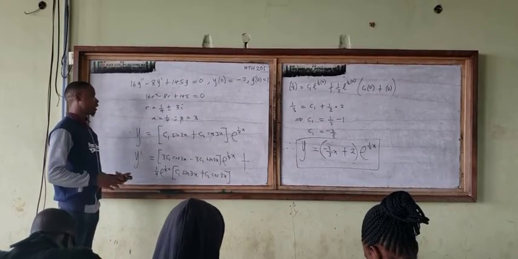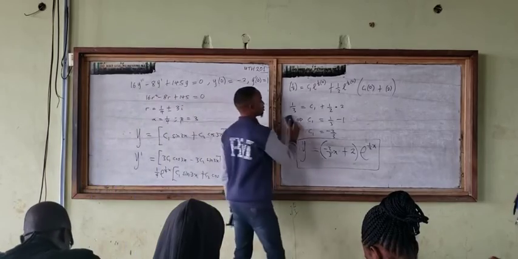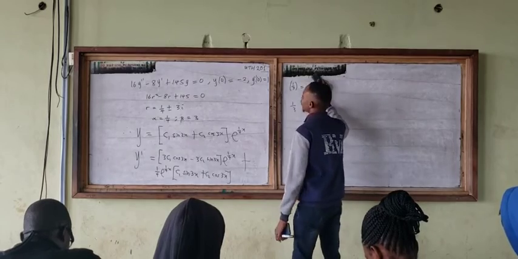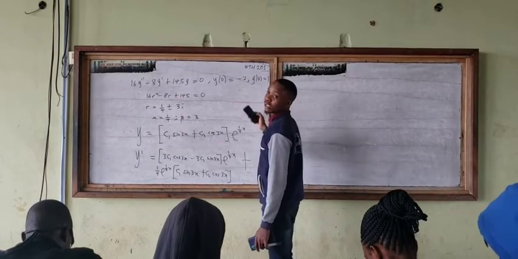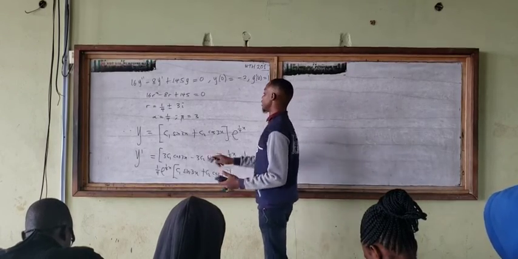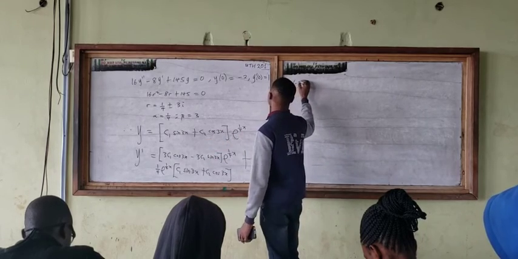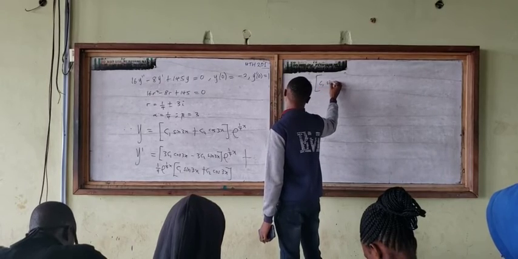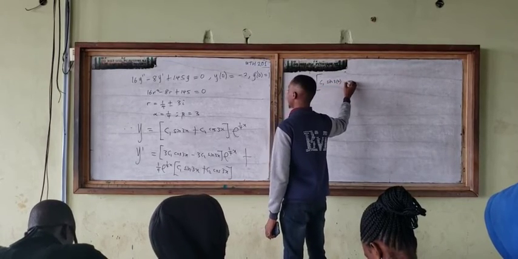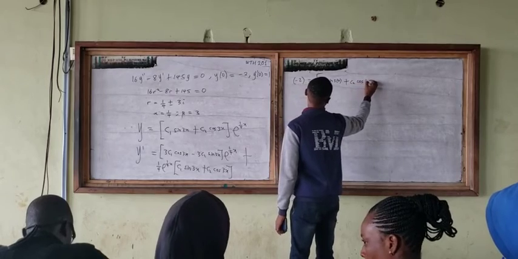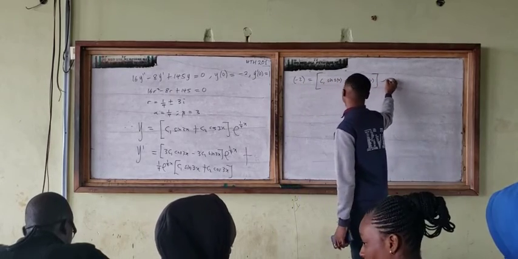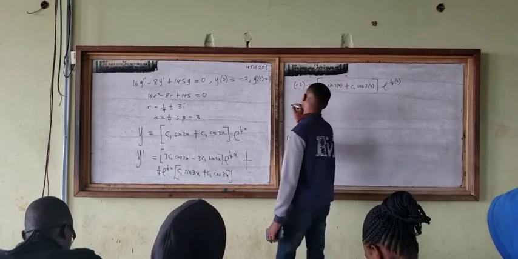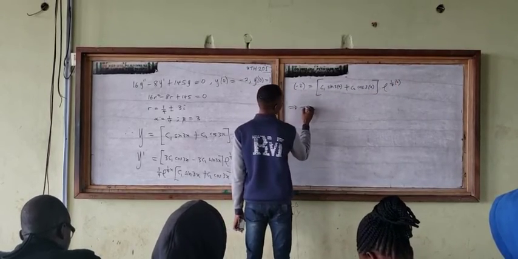Alright, we can now go ahead and find the constants. Let's substitute for y of 0. They told us that when x equals 0, y is equal to minus 2. So minus 2 is equal to c1 sine 3 into 0 plus c2 cos 3 into 0, close the bracket, times e raised to power 1 over 4 into 0. Do you understand what I'm doing here?